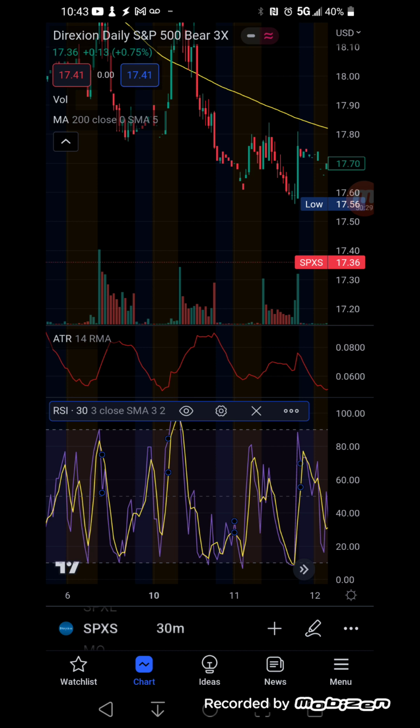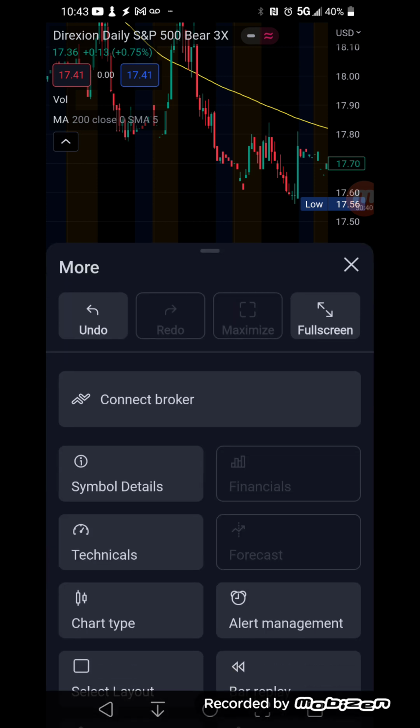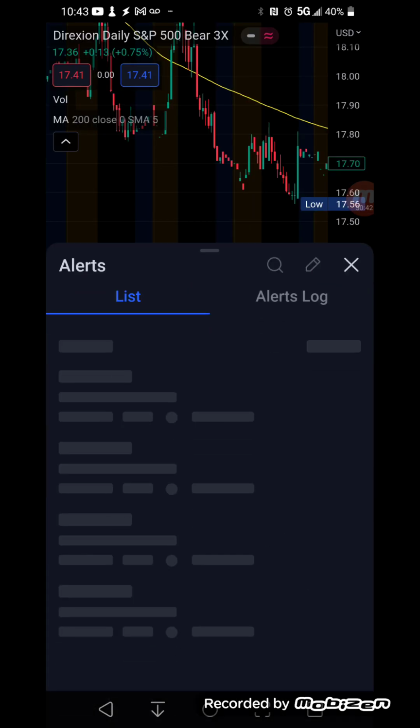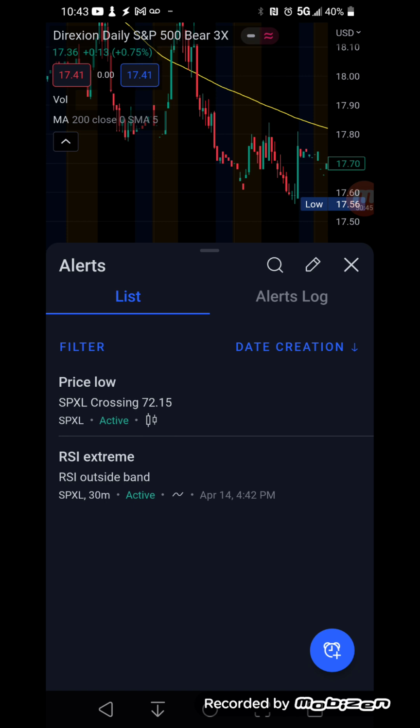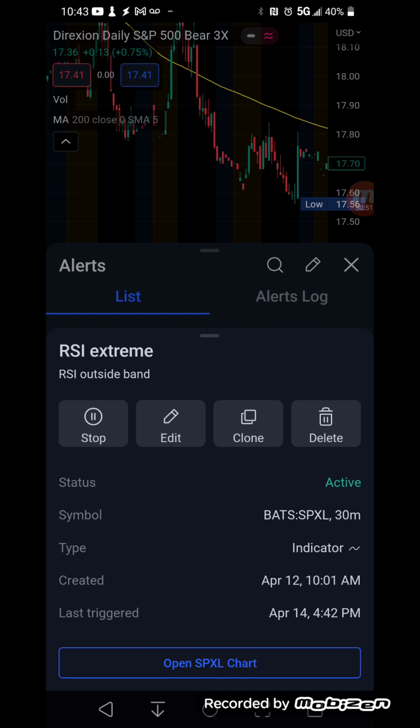The alarm. Did I cover how to set the alarm or not? Okay, so you have to set these two first. Once you set these two, you can do the alarm. Click on the three dots on the bottom and go to the alert management. And you can just click plus, make a new one. Let's see the extreme one. Can I edit it? Well, at least you can copy it from there.